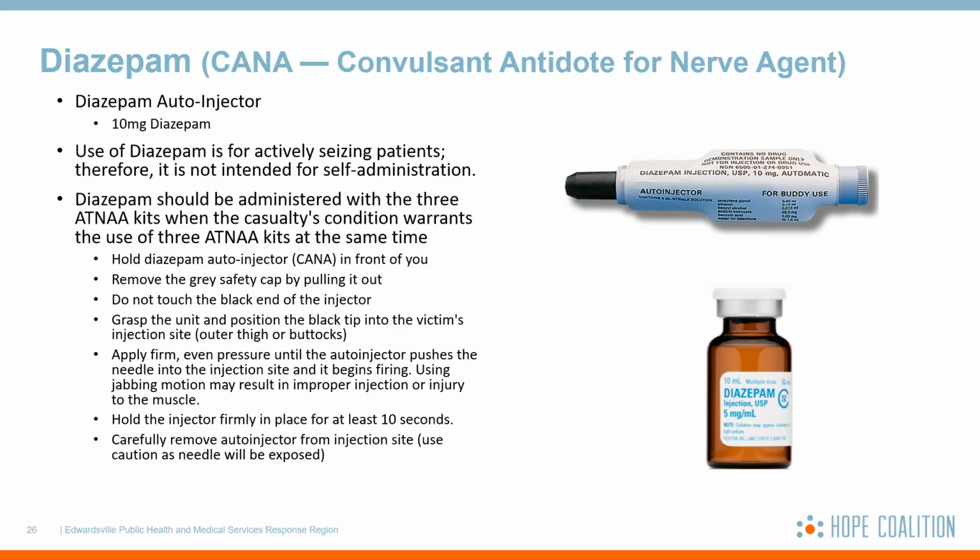Hold the diazepam autoinjector in front of you. Remove the gray safety cap by pulling it out. Do not touch the black end of the injector. Grasp the unit and position the black tip into the victim's injection site, which should be the outer thigh or buttocks. Apply firm, even pressure until the auto-injector pushes the needle into the injection site and it begins firing. Using a jabbing motion may result in improper injection or injury to the muscle. Hold the injector firmly in place for at least 10 seconds. Carefully remove auto-injector from the injection site. Use caution as the needle will be exposed.